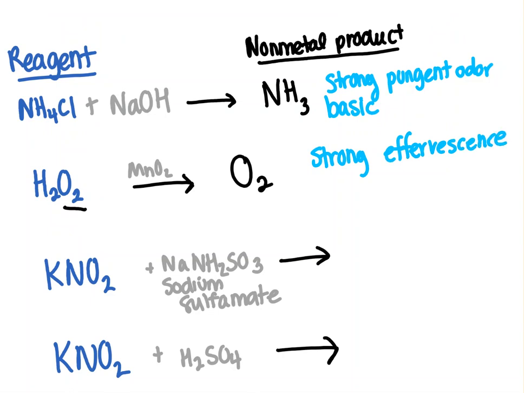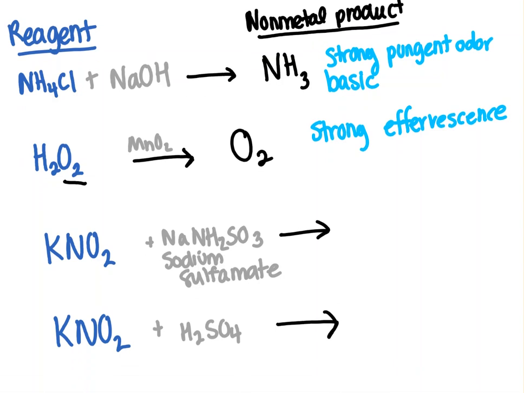And you know this because when you put hydrogen peroxide on a cut, your blood supplies the catalyst and you get that fizzing. That's oxygen being produced, which helps kill bacteria. Okay, this next reagent, the potassium nitrite, we actually did two reactions with it. One of them was with sodium sulfamate. And this just made nitrogen.